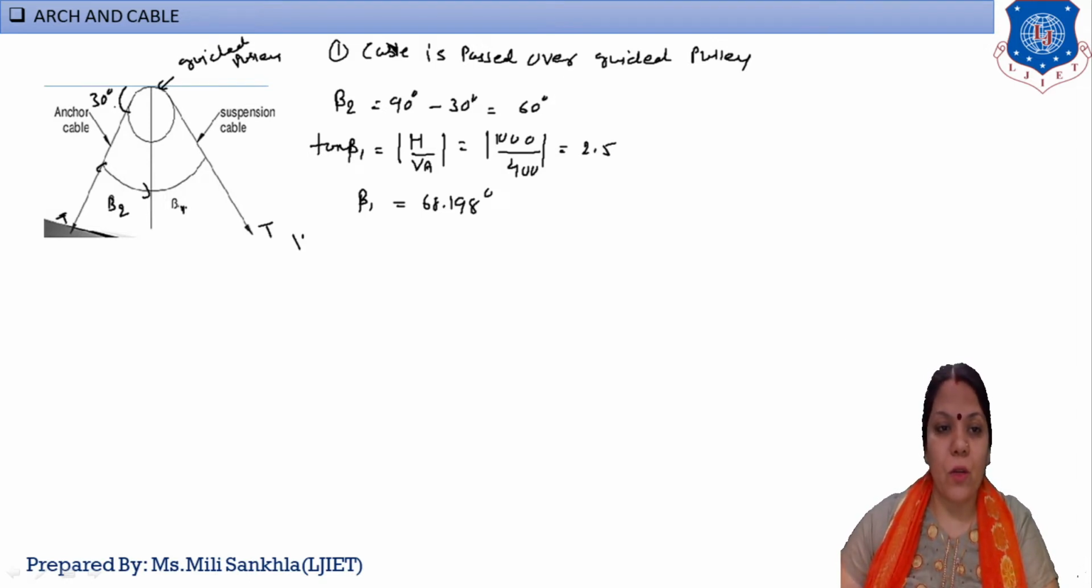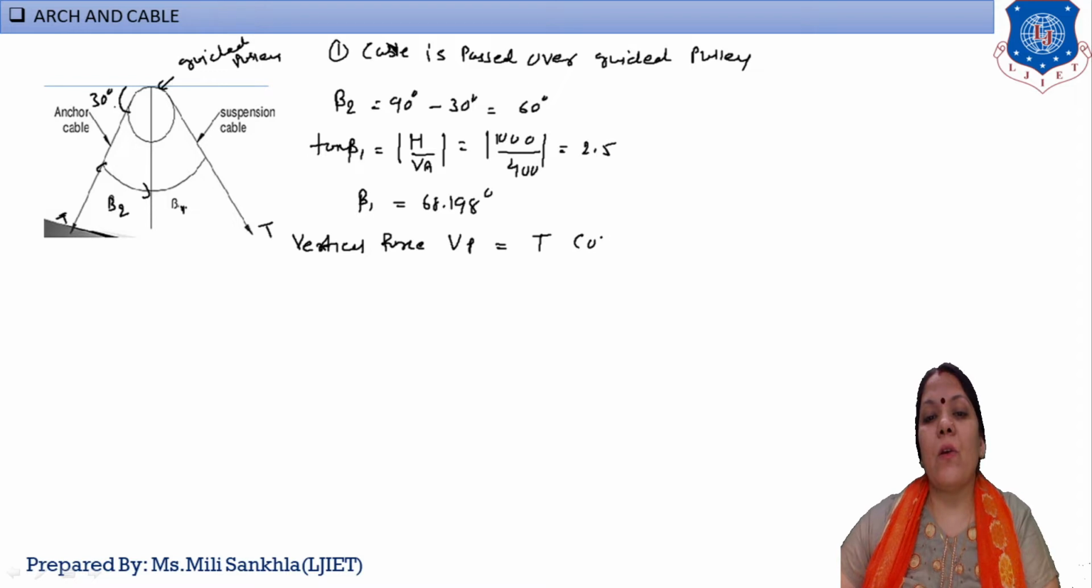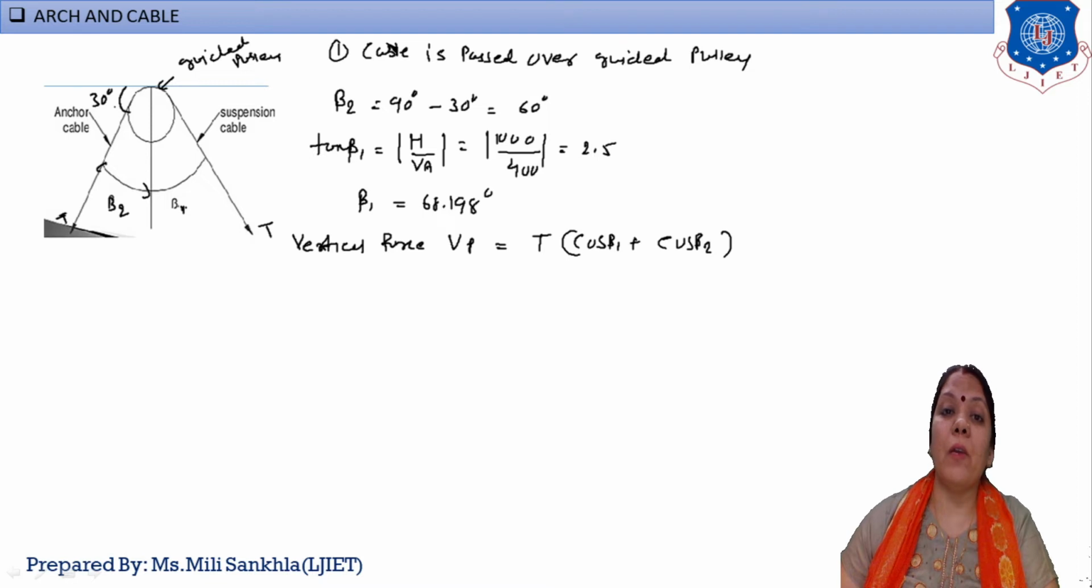Now we find out one by one. First we find out vertical force. Okay, this is our vertical force in guided pulley. VP is equal to T in bracket cos beta 1 plus in bracket cos beta 2. This equation we already proved in the theory portion. Simply here we use this equation.